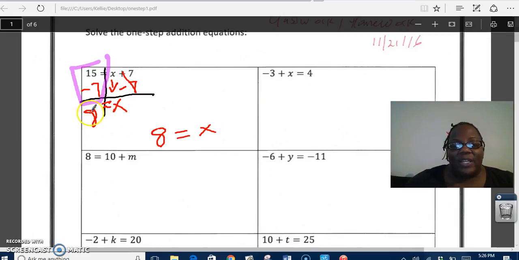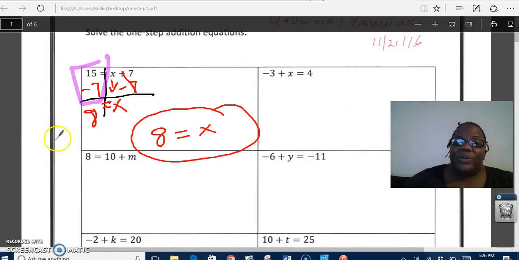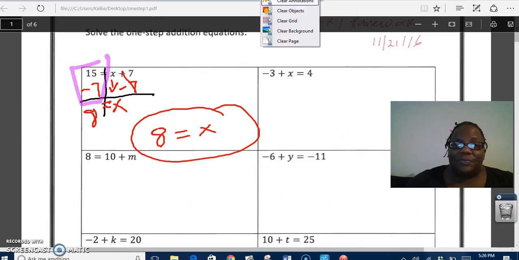But since this format has the 8 first and then the X, I will keep it like that in my final answer. So in your head, you knew that X was going to be 8 the entire time, right? But this is the algebraic way of showing it. What you do to one side of the street, which is the opposite of what you see, you must do to the other. Let's try it again in the next example.